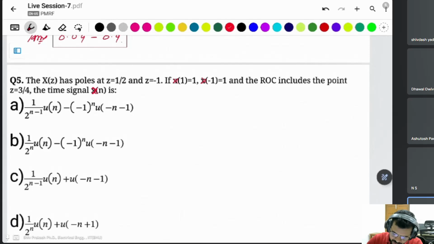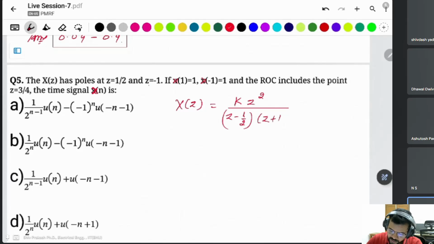Same question, can you write it as xz k? These are two poles. z square divided by z, z is equal to half, it means z minus half, and z minus 1. z plus 1, z equal to minus 1, it means z plus 1. These are two poles. Then the ROC includes the point of 3 by 4.